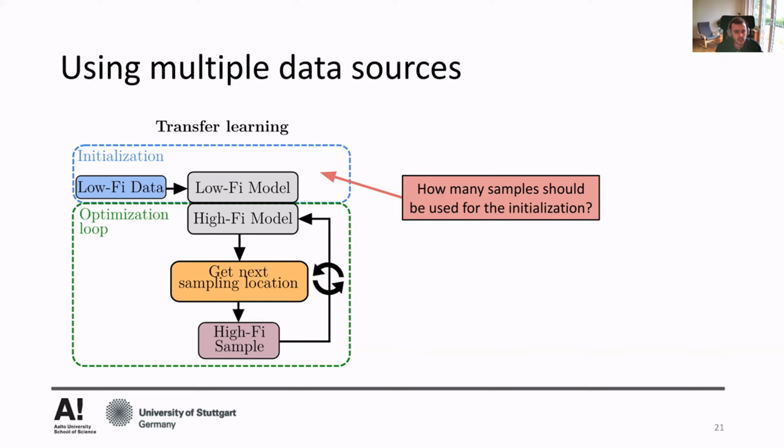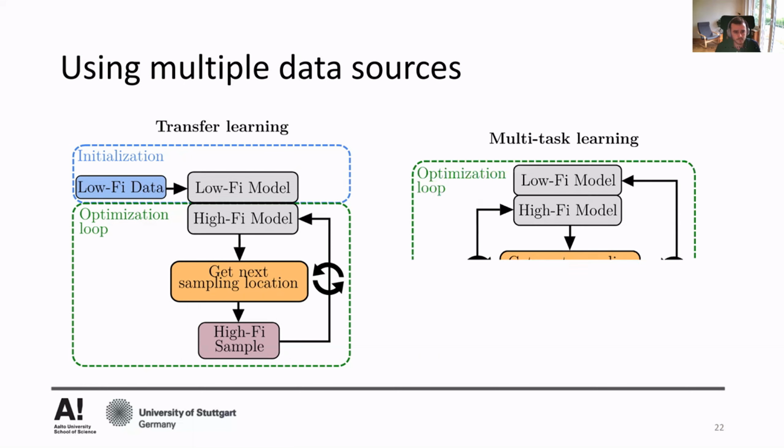The challenge here is that we need to decide in the beginning how much support fidelity data we actually want to use at this initialization, since this is not really clear, because that should ideally depend on the dimension and on the correlation between the different data sources.